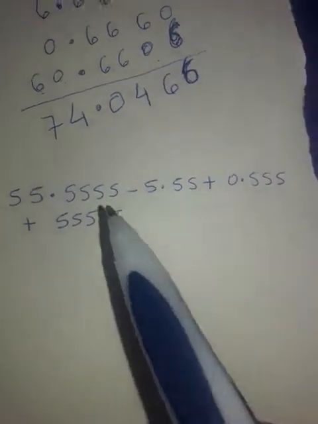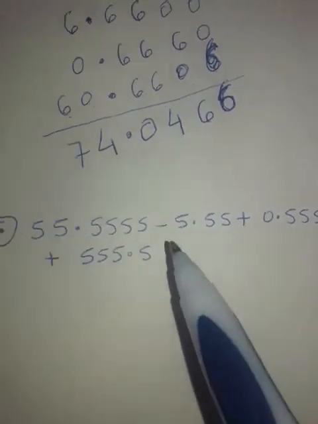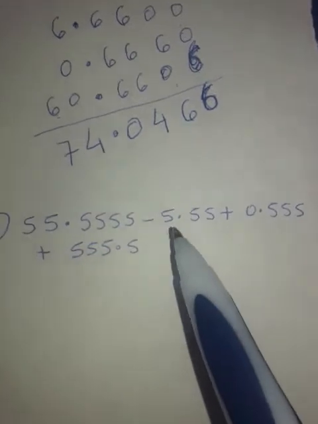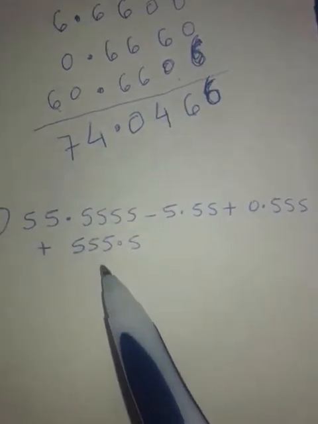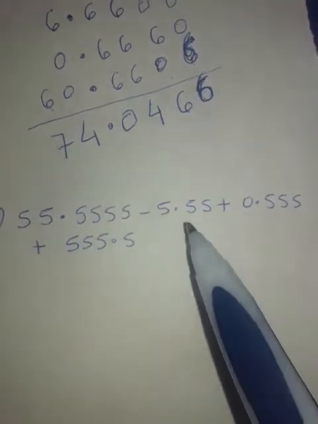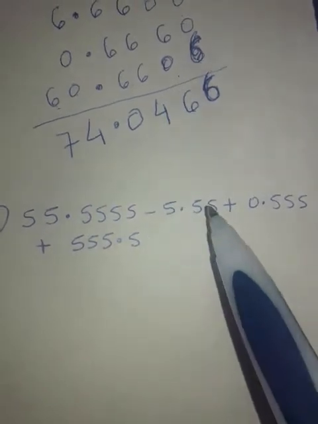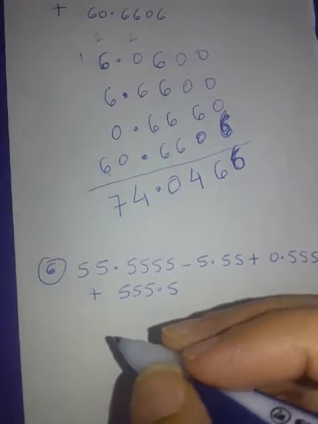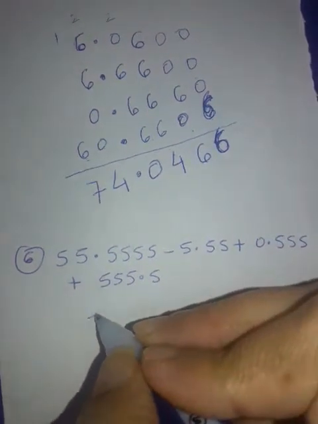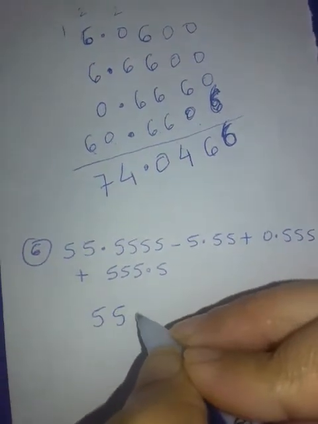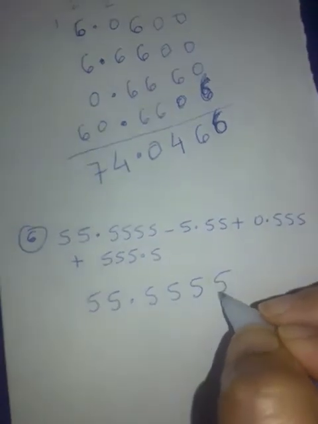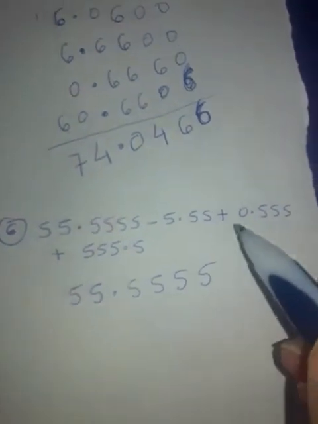Now let's solve the next sum. Here there is one minus in between. So what we are going to do, first we are going to add it and at the last we will subtract this. First we are not going to consider this at all. First let us add whatever is needed to be added. 55.5555. Ignore it for the time being.